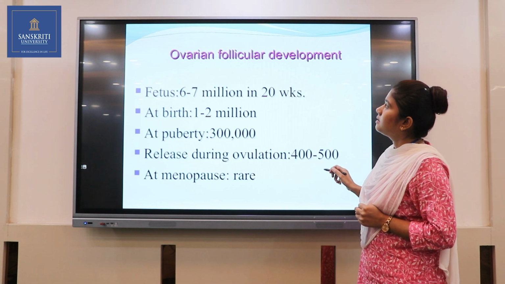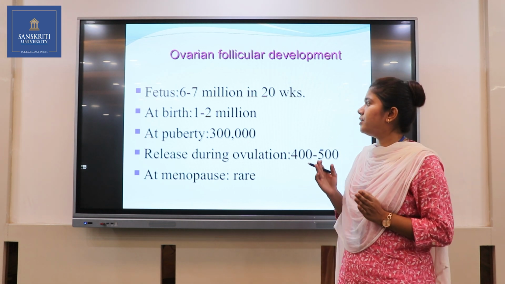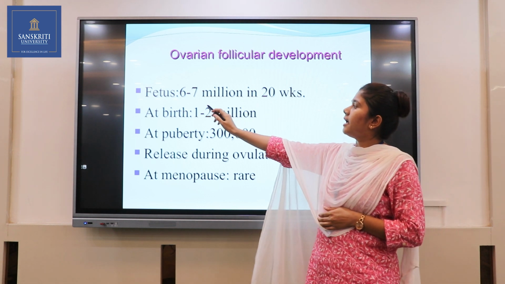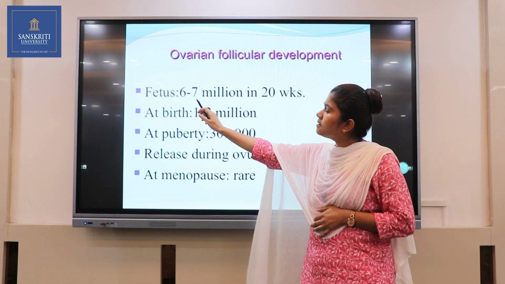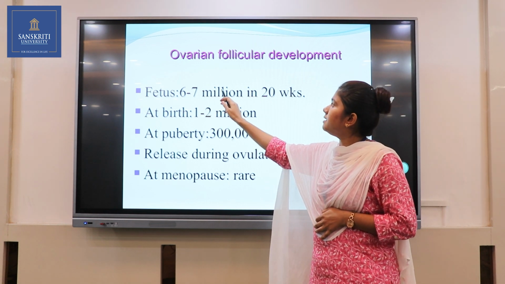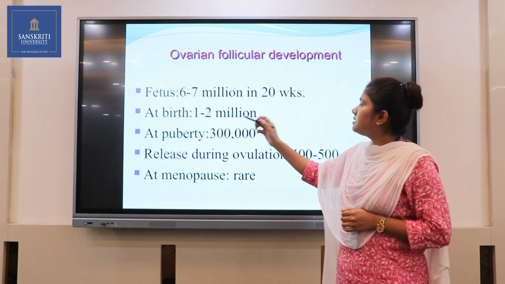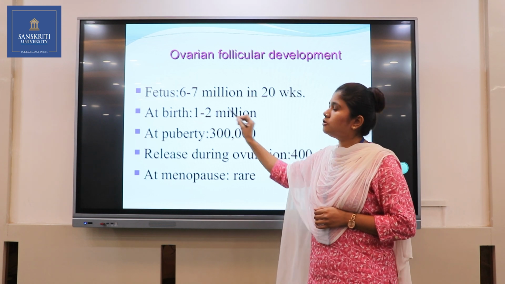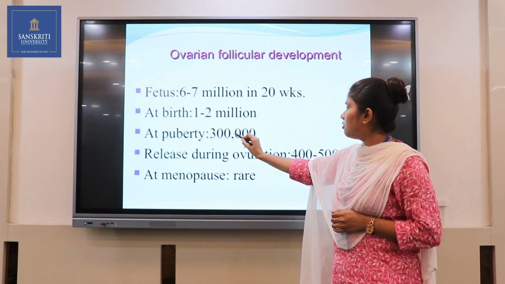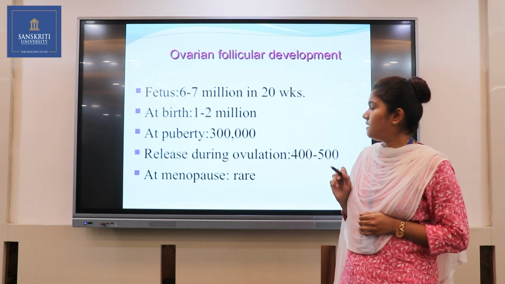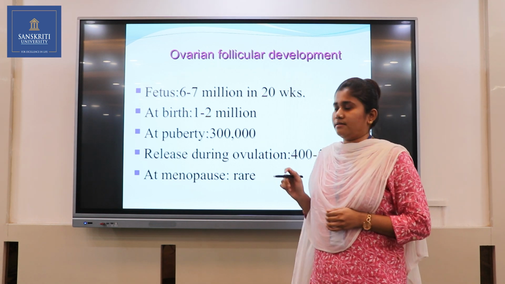Next we will see the ovarian follicle development. When the female is in fetus form, the fetus has 6 to 7 million ovarian follicles, or Graafian follicles, at 20 weeks of gestation. At birth it is less, that is 1 to 2 million. Then at puberty it remains at 3 lakhs, and of these, 400 to 500 ova are released during ovulation. At menopause it is rare.